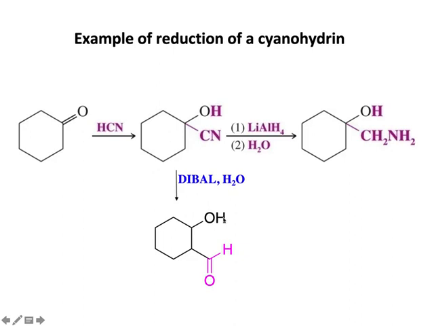Okay, so this one is the example of reduction of cyanohydrin. By using the ketone, react with HCN, and then you will get the alkoxide intermediate. After the alkoxide intermediate, protonate to get the end product, cyanohydrin. Once you want to reduce the cyanohydrin, there are two options. If you use a strong reducing agent, lithium aluminium hydride, you will get this product. And if you use DIBAL as the weak reducing agent, you can get this end product.